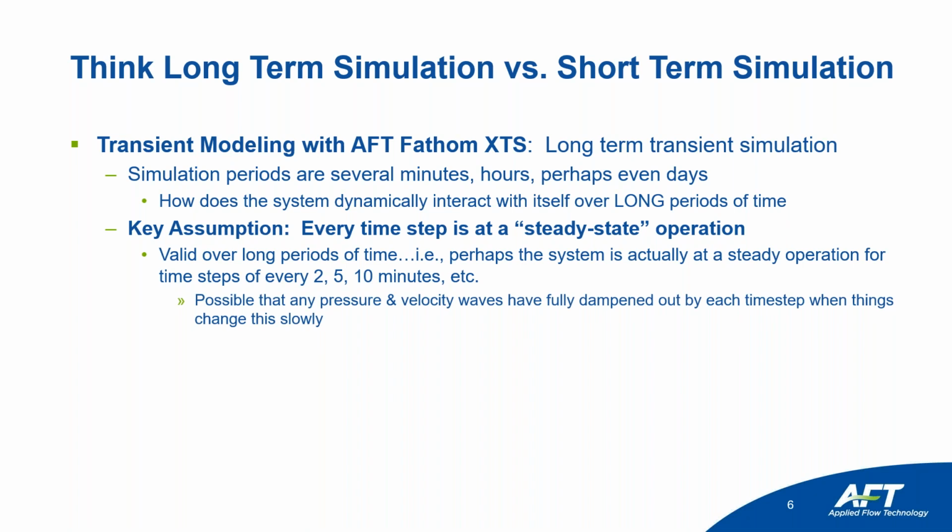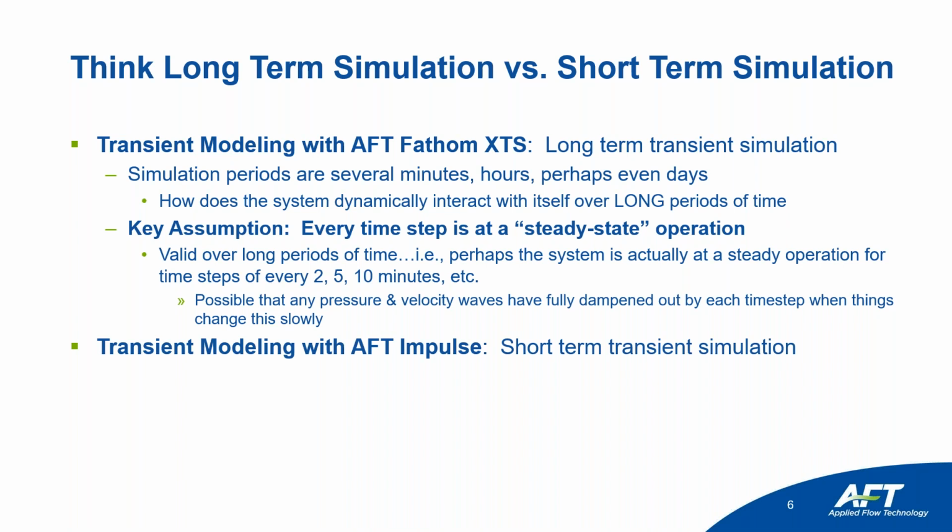The reason why I mention that is because if you're changing that slowly in your system, then that would indicate that perhaps all of your pressure and velocity waves that would propagate through the system have fully dampened out with each time step. And so that's a very key assumption to pay attention to when you're modeling with AFT Fathom XTS. If you're using AFT Impulse, that's a short-term transient simulation.